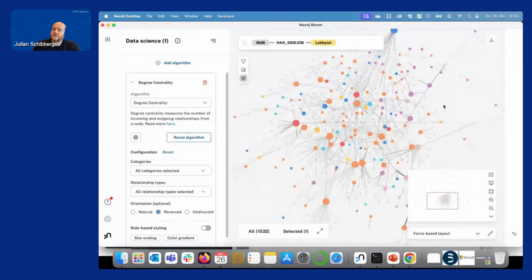So by extending this data set, we can quickly see not only what lobbyists are interested in, but also which members of the Bundestag they have a special connection with because they pay them some kind of money, or they pay for trips, or anything like that.